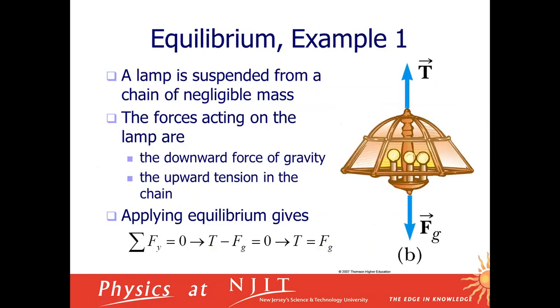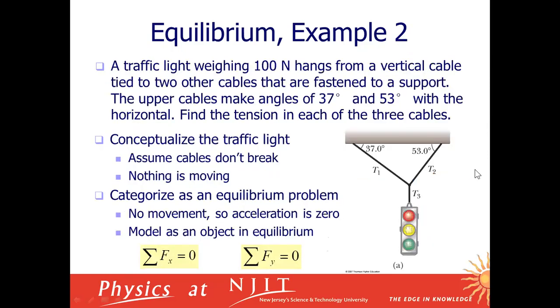A lamp is suspended from a chain of negligible mass. The forces acting on the lamp are the downward force of gravity and the upward tension in the chain. As you can see on the diagram here, the tension is upward and the downward force here is the weight of the lamp. Applying equilibrium, since this is stationary, you're going to use Newton's first law of motion. The summation of forces would be equal to zero. For the summation of forces, we have T minus Fg equal to zero, or your tension would be equal to the weight of the lamp.